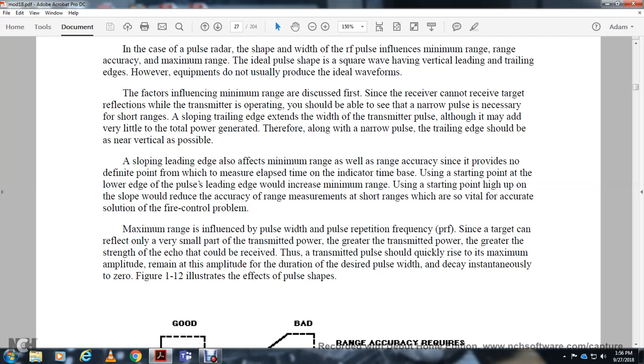Maximum range is influenced by the pulse width and the pulse repetition frequency. A target can reflect only a very small part of the transmitted power, so the greater the transmitted power, the greater the strength of the echo that can be received. The transmitted pulse should quickly arrive at maximum amplitude, remain at that amplitude for the desired pulse duration, and then decay instantaneously to zero.